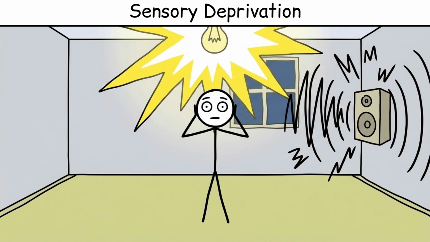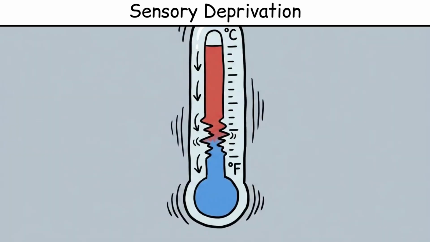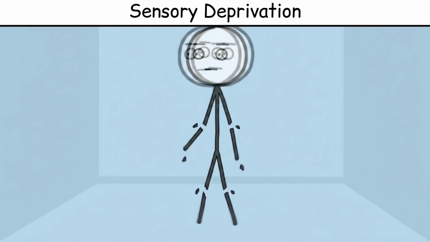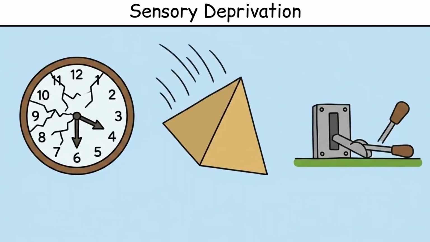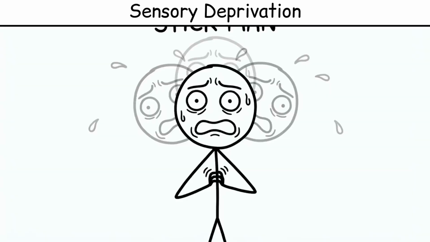Sensory overload operates on the opposite extreme, blasting the subject with blinding strobe lights, high-decibel static noise, and rapid temperature shifts. Both methods disrupt the central nervous system's balance, eroding ego boundaries and self-identity. By destroying the suspect's sense of time, stability, and control, interrogators reduce the subject to extreme psychological dependency, making them hyper-compliant to end the torment.